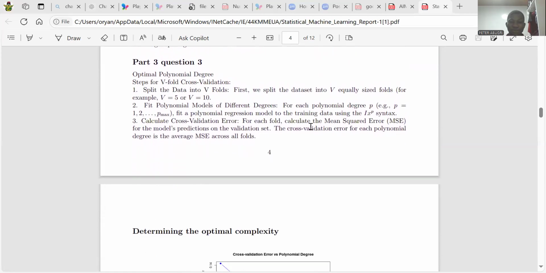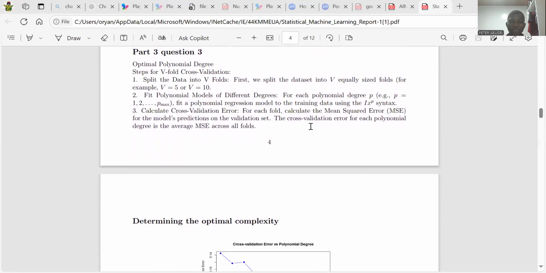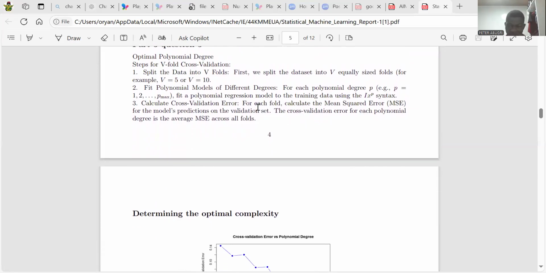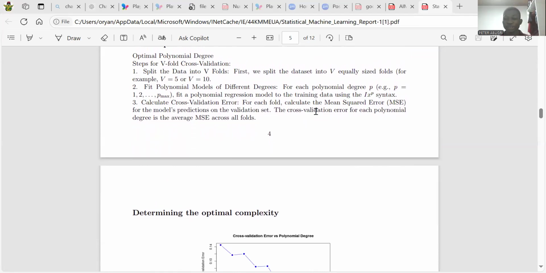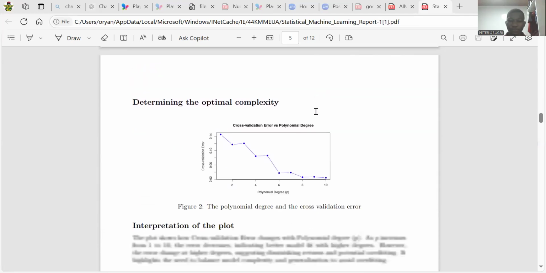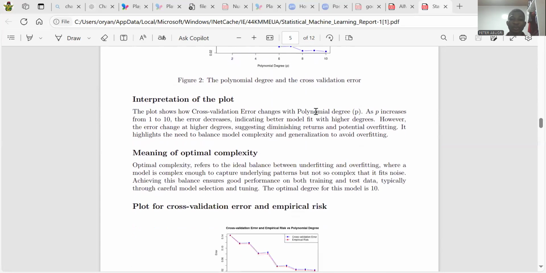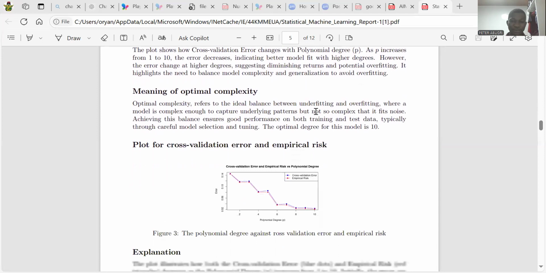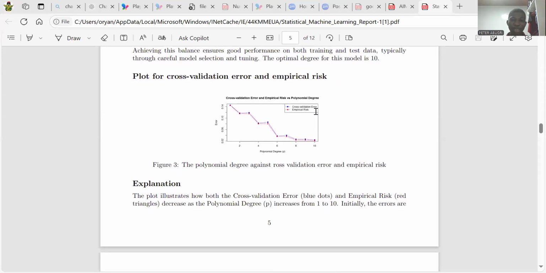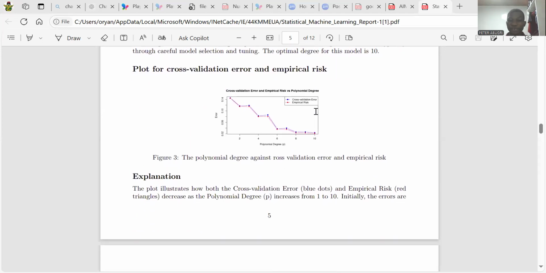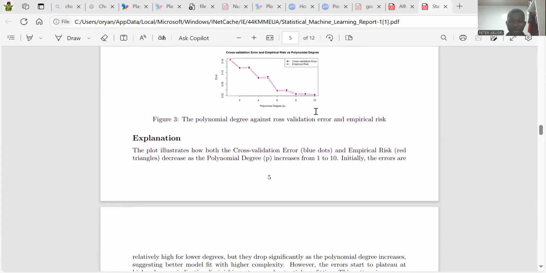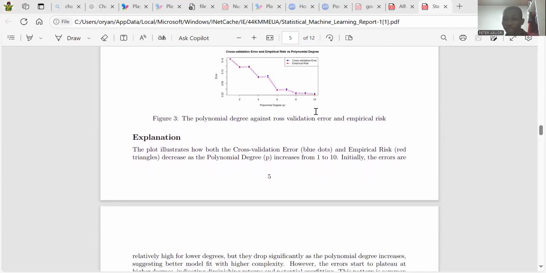Part 3, question 3, I looked at the data. The data was further divided into some subsections to find the optimal degree for the problem. It was found that degree 10 is the optimal. So I plotted the cross-validation error against the empirical risk. It was quite clear that as the degree increases, the error margin also decreases.